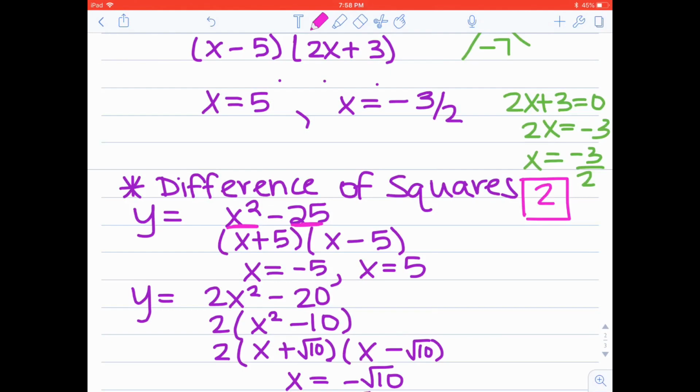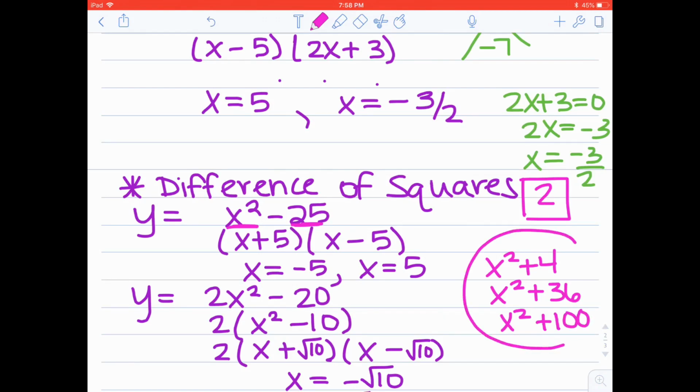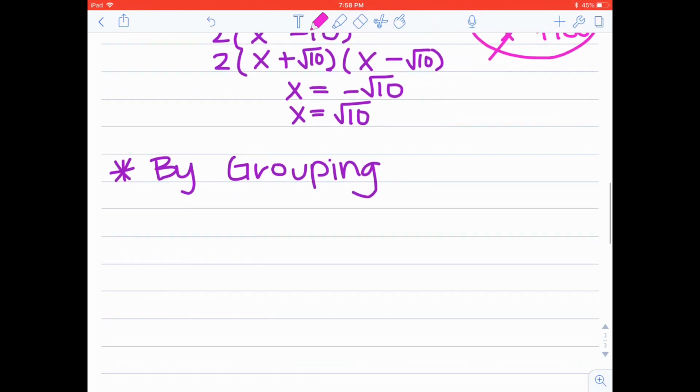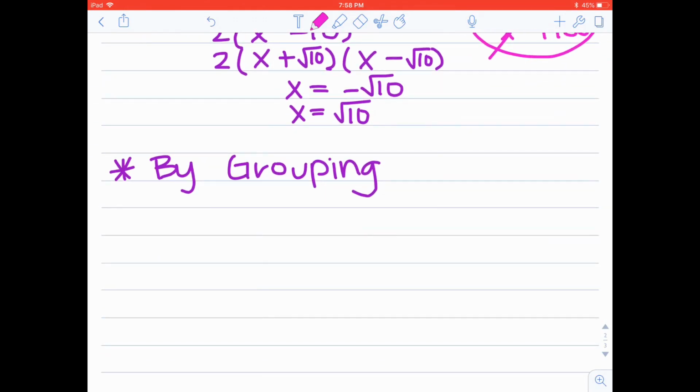There is no such thing as sum of squares. If you have x squared plus 4, it is not factorable. In fact, we're going to go ahead and write that. X squared plus 4, x squared plus 36, x squared plus 100, all of those are not factorable, okay? So factor by grouping, you'll be able to recognize because it's going to have 4 terms in it. That's how we're going to recognize factor by grouping.